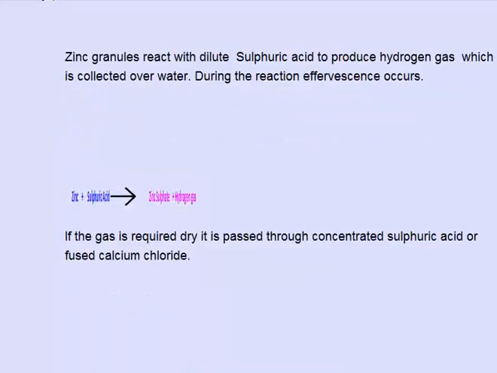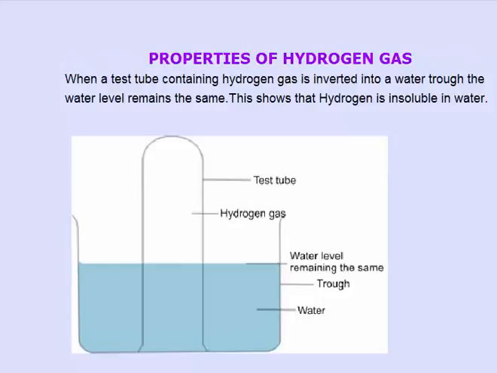Zinc granules react with dilute sulfuric acid to produce hydrogen gas, which is collected over water. During the reaction, effervescence occurs. If the gas is required dry, it is passed through concentrated sulfuric acid or fused calcium chloride. When a test tube containing hydrogen gas is inverted in a water trough, the water level remains the same. This shows that hydrogen is insoluble in water.